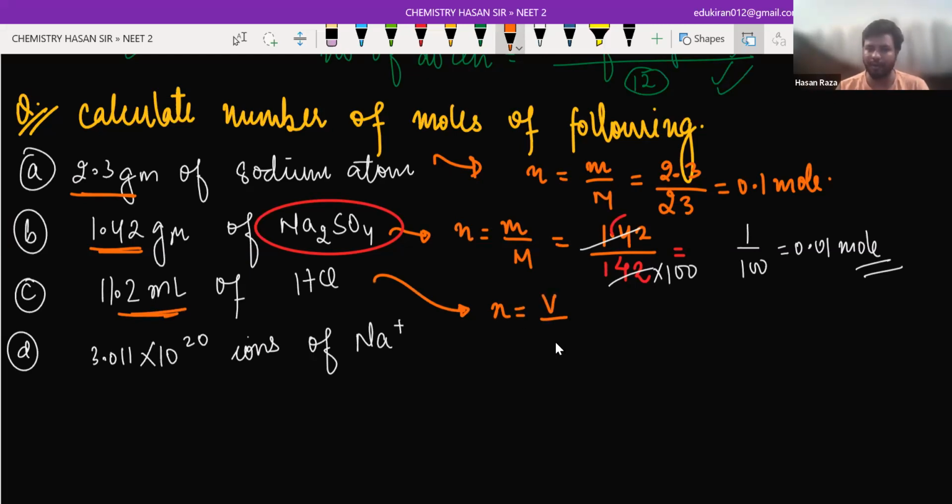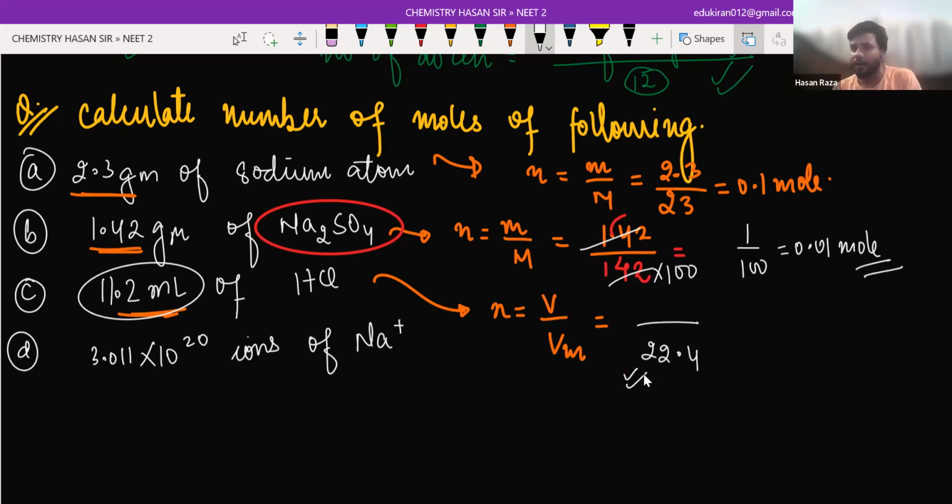You have understood till this, right? Given volume upon molar volume. Now you can see molar volume has a value 22.4 liter, right? And the given quantity is in milliliter. So what you need to do is very simple. Either you convert this 22.4 liter into ml, or you convert this given volume into liter. Both should be in the same unit.